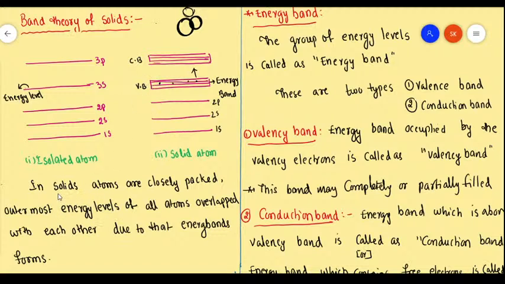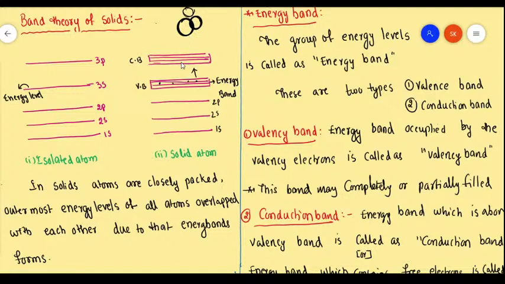Okay, I will explain what I wrote here. In solids, atoms are closely packed, right? The outermost energy levels of all atoms overlap with each other. Due to that, energy bands form. What is an energy band? Due to the overlapping of outermost energy levels, a band, a group, is formed, that is called a valency band. Why are they overlapped? Because in solids, atoms are closely packed. When they are closely packed, their movement automatically.